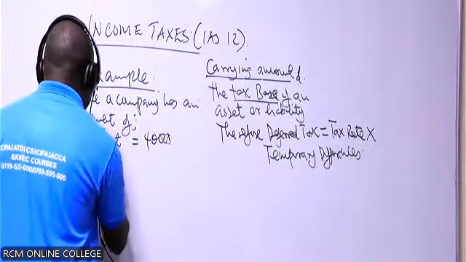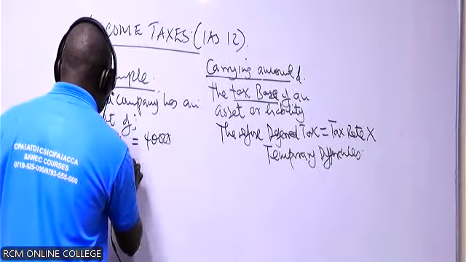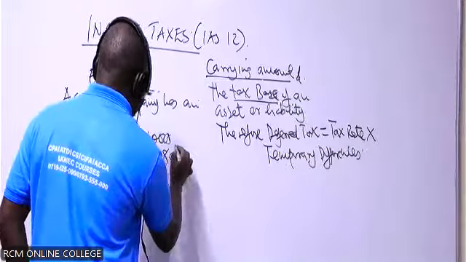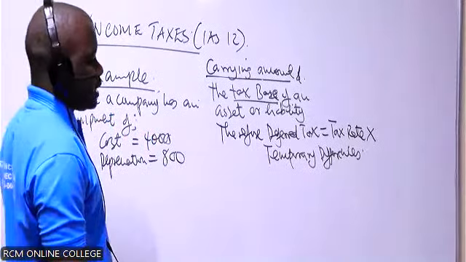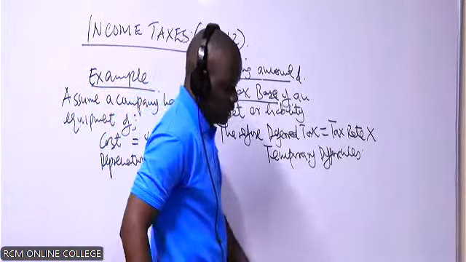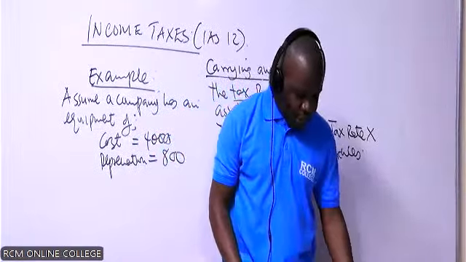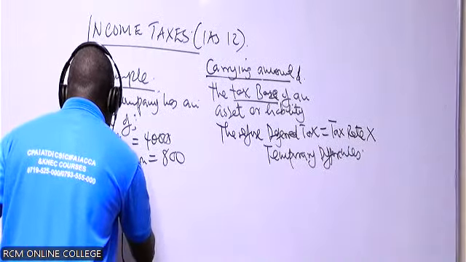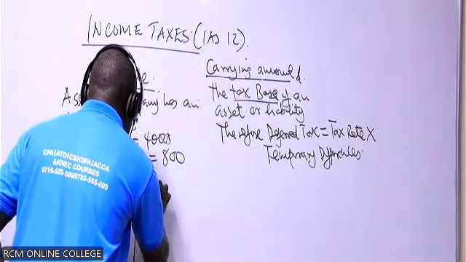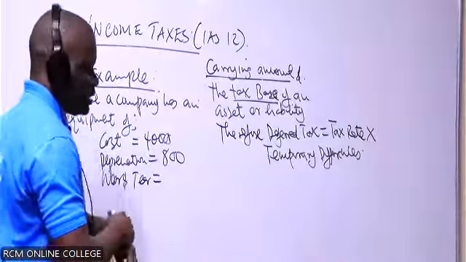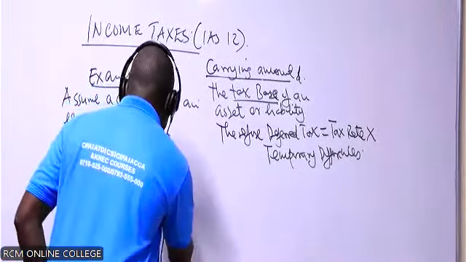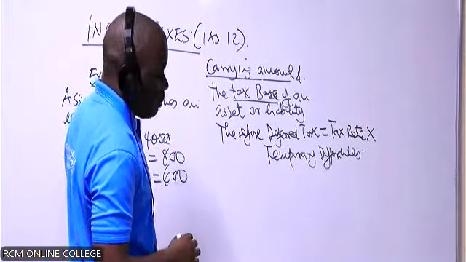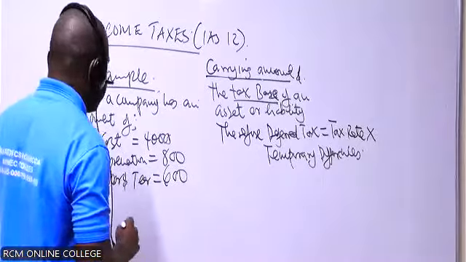Then depreciation is, let's say, for example, 800. And then we have wear and tear of, let's say, 600. So determine the temporary difference.